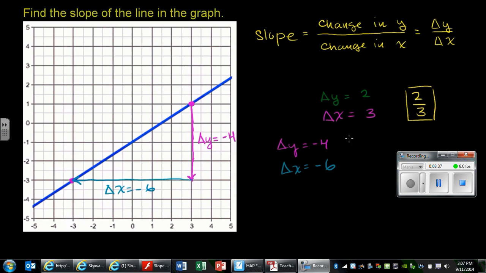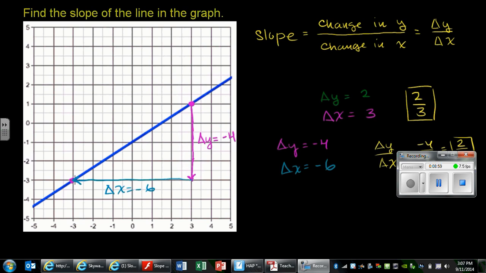So what is my change in y over change in x? My change in y over change in x is equal to negative 4 over negative 6. The negatives cancel out, and what's 4 over 6? Well, that's just 2 over 3. So it's the same value, you just have to be consistent. If this is my start point, I went down 4, and then I went back 6. Negative 4 over negative 6.